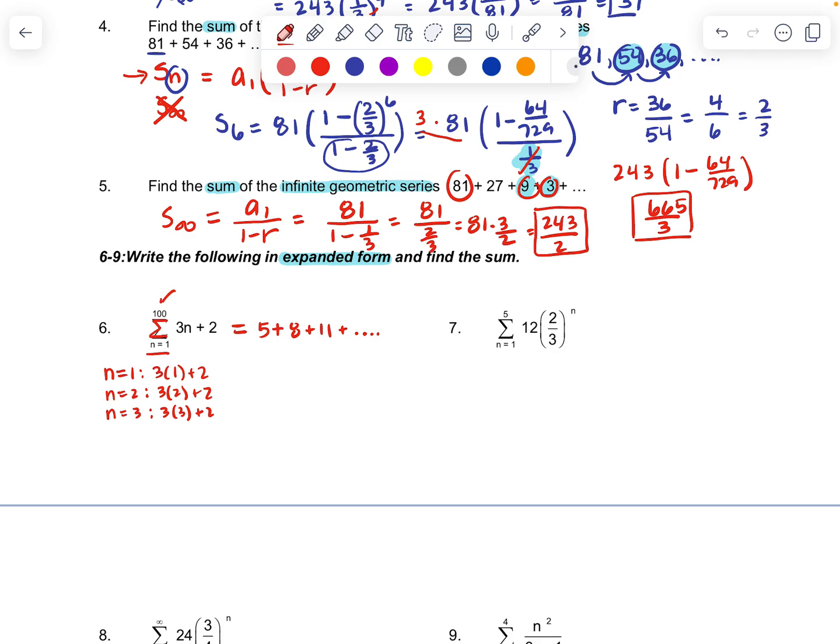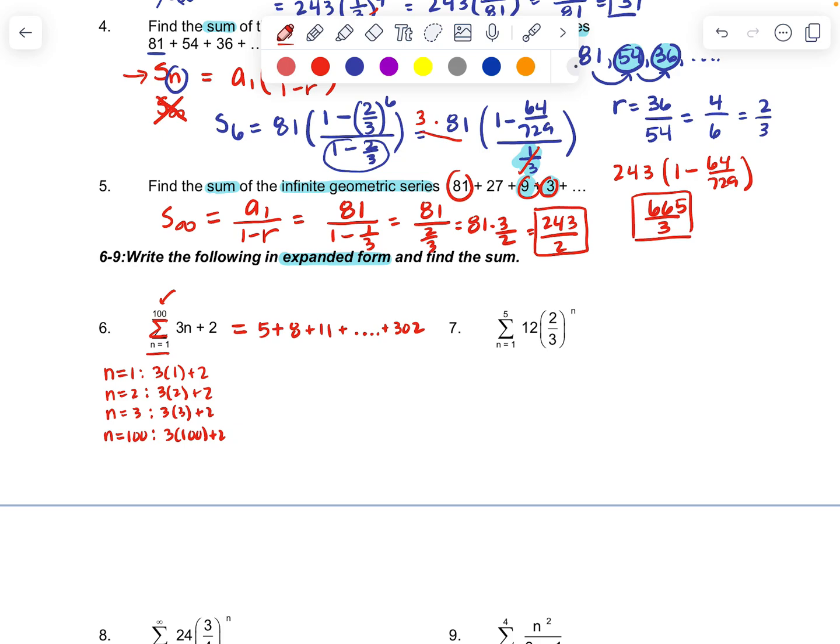Now, if this number went to infinity, I would be done. But it's not infinity. It's a finite sequence. It goes to 100. So let's find the 100th term. That's going to be 3 times 100 plus 2, which is 302. And that is the expanded form, okay? So give us at least a couple terms in the beginning. If it has the last one, give us the last one.